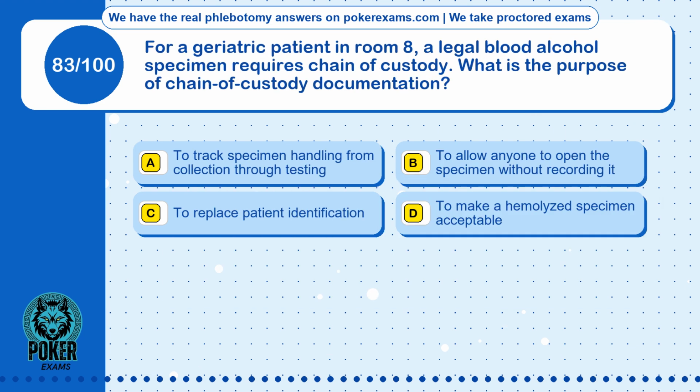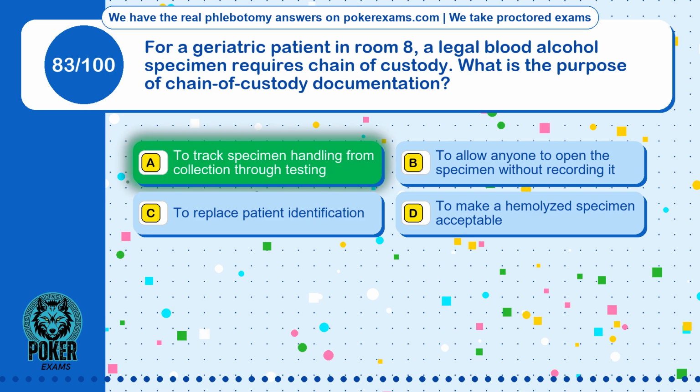Question 83. For a geriatric patient in room 8, a legal blood alcohol specimen requires chain of custody. What is the purpose of chain of custody documentation? Option A. To track specimen handling from collection through testing. Option B. To allow anyone to open the specimen without recording it. Option C. To replace patient identification. Option D. To make a hemolyzed specimen acceptable.